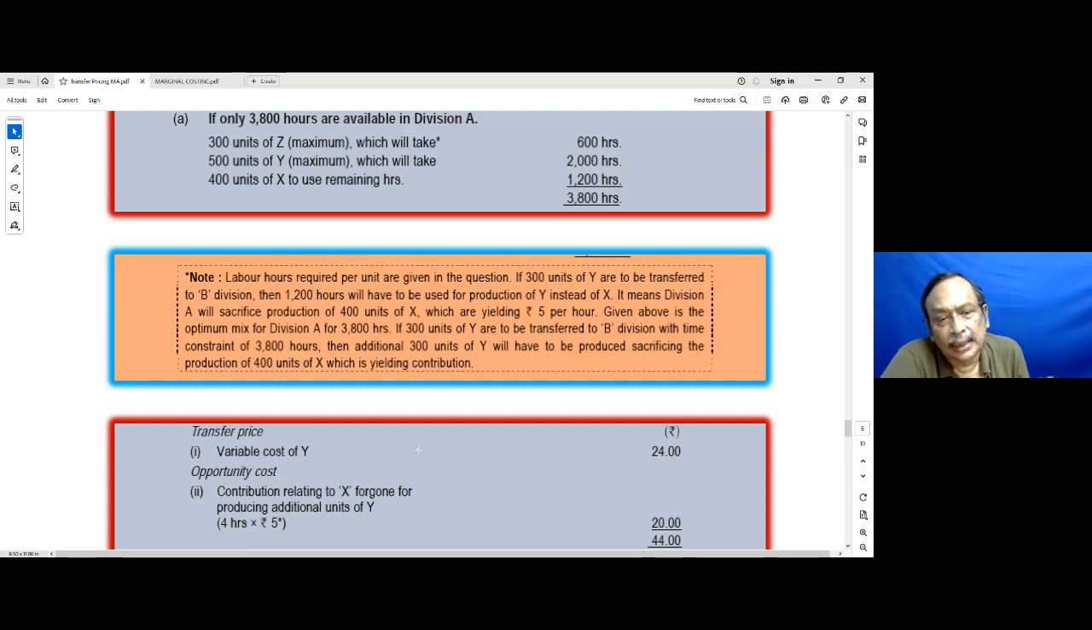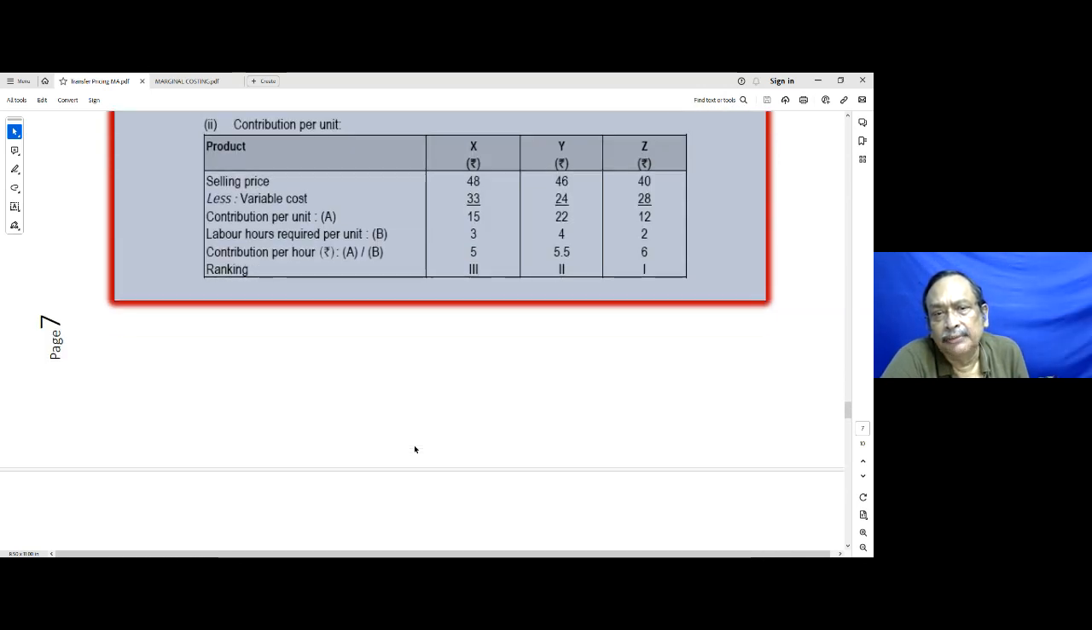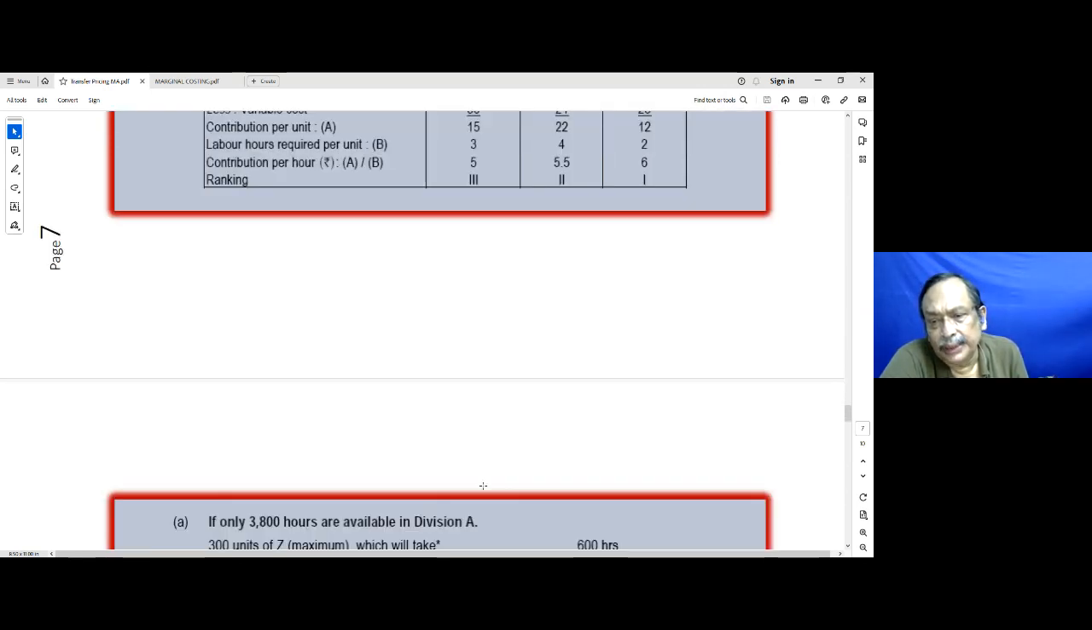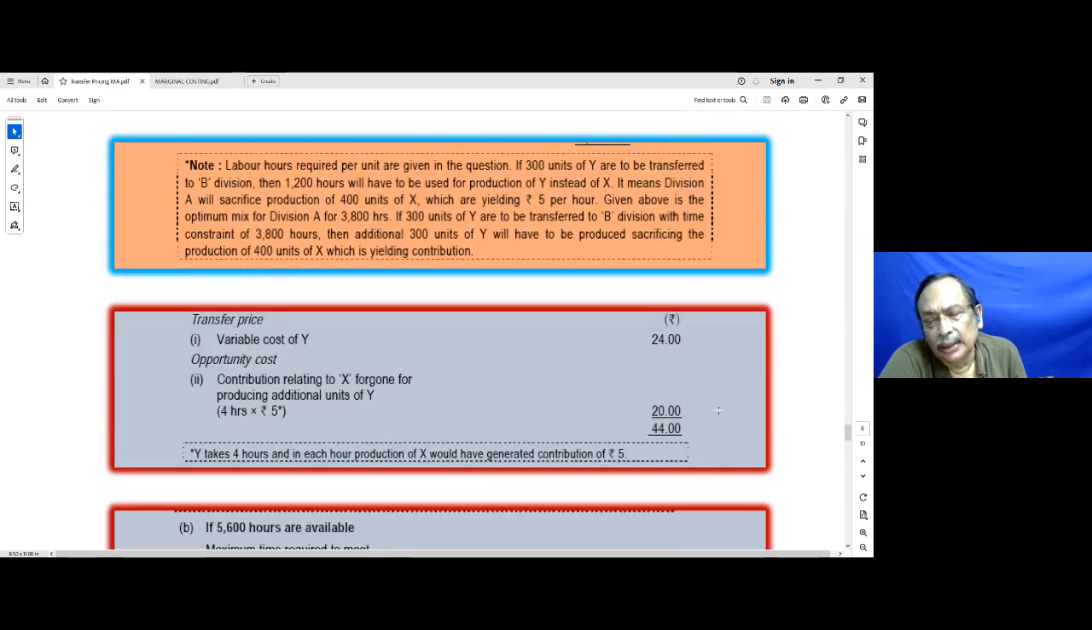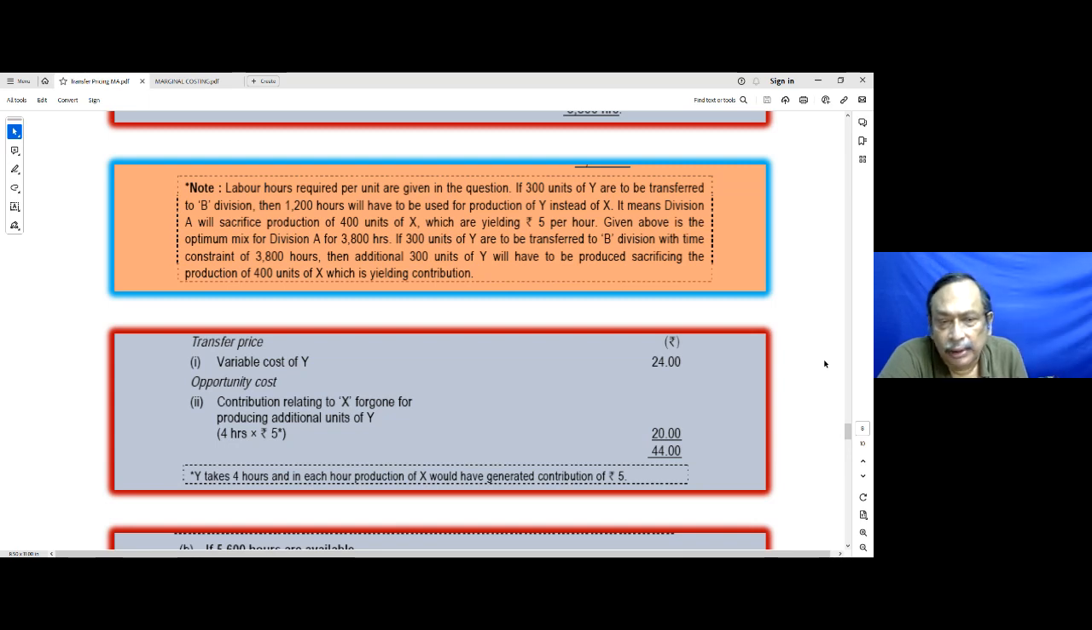Okay, then the transfer price of Y will be its variable cost, that is 24 rupees, because this is an outlay cost. You have to incur the variable cost if you are going to transfer the product Y to division B. Variable cost of Y, that is 24, because you are going to transfer product Y to the B division. And with that, there is an opportunity cost. What is the opportunity cost here? Contribution relating to X foregone for producing additional units of Y.